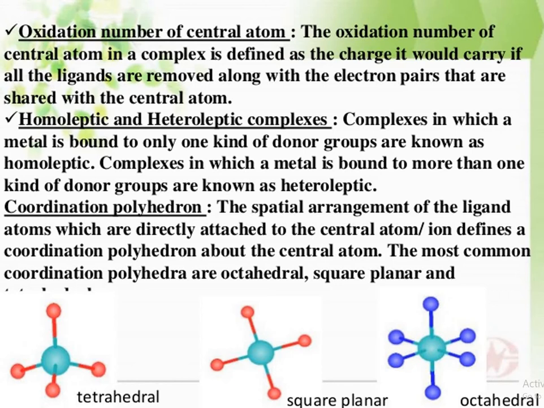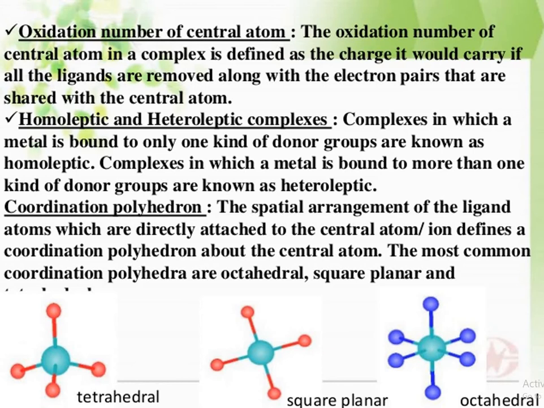Homoleptic and heteroleptic complexes. Complexes in which a metal is bound to only one kind of donor group are known as homoleptic. For example, we can say hexaamminecobalt. Here all the 6 ammines bonded with cobalt are the same. And complexes in which a metal is bound to more than one kind of donor group are called heteroleptic, where at least 2 different types of ligands are bonded with the central metal atom or ion.